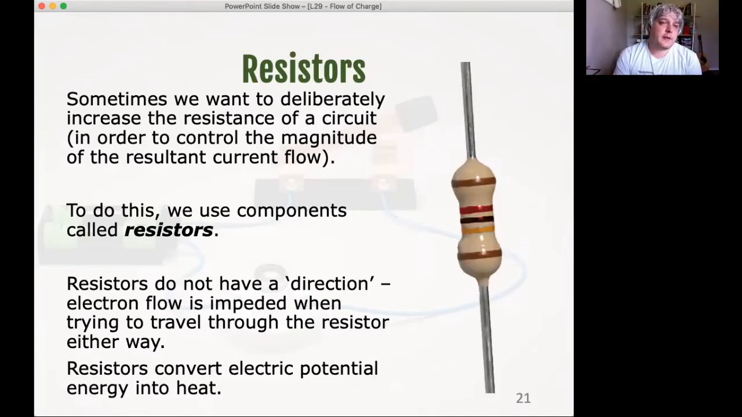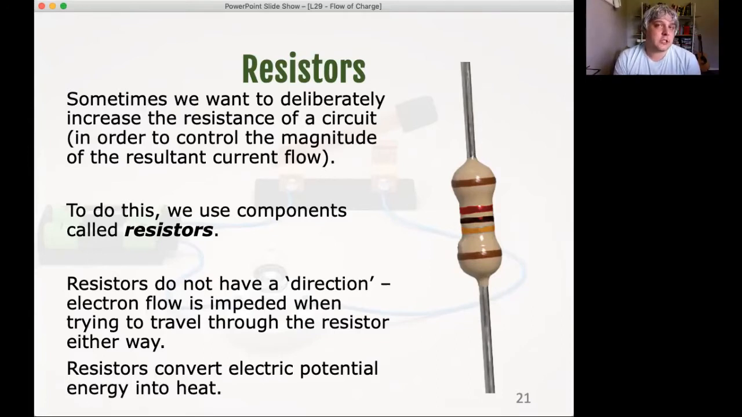Sometimes we want to deliberately increase the resistance of a circuit. The reason we would want to do that is to control the magnitude of the resultant current flow. If we don't want heaps of electrons flowing through our circuit, we'll put a bunch of resistance into our circuit to slow it down, and cause that electric current to decrease. To do this, we use components called resistors, and there's a photograph of a resistor right there. It's a pretty common little item. Most people have seen them.